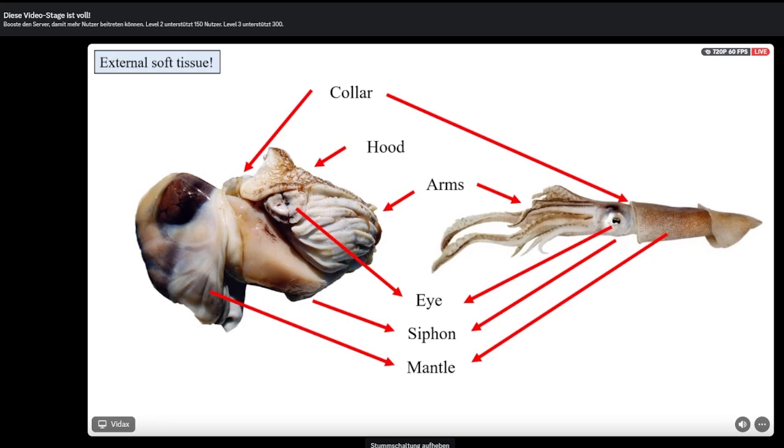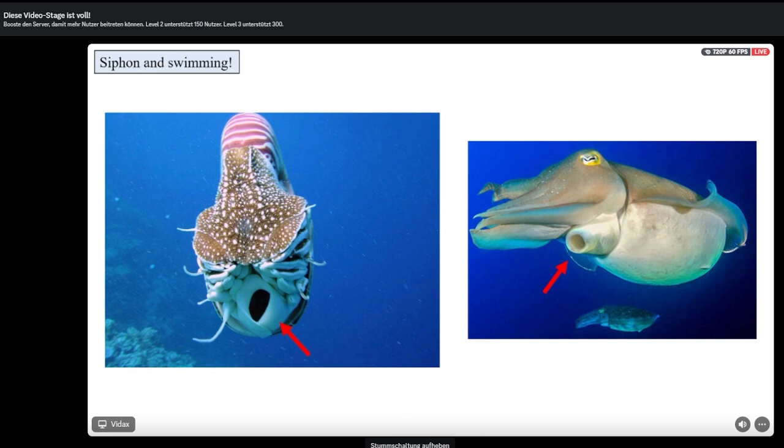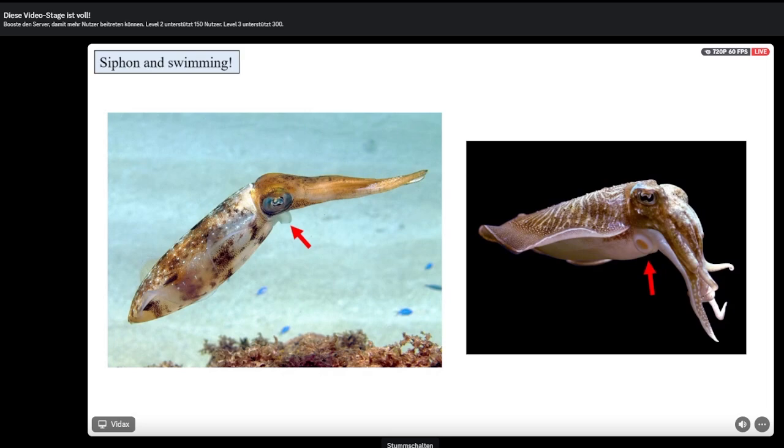We know a bit about soft tissue from muscle scars on ammonites. We know that they had big cephalic retractors, so they could retract their head into their shell quite deeply, and they have something that the nautilus does not have, the hyponome retractor, which implies that ammonites had a muscular siphon. This means that, unlike the nautilus, they didn't have just a flap of tissue rolled like a paper that they would jet out water through by bobbing their head. They probably had a muscular siphon that could have been used directly to pump water in and out of the shell and the body of the animal to move. And probably it could have bent in different directions to make ammonites move.